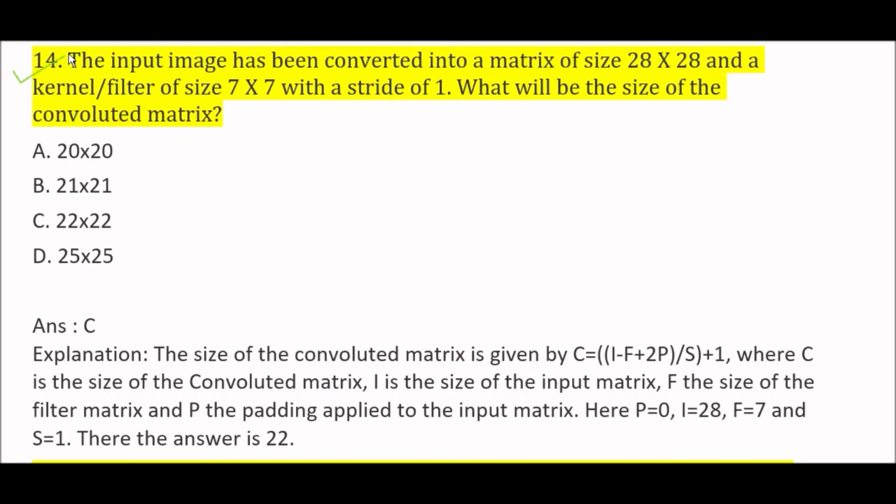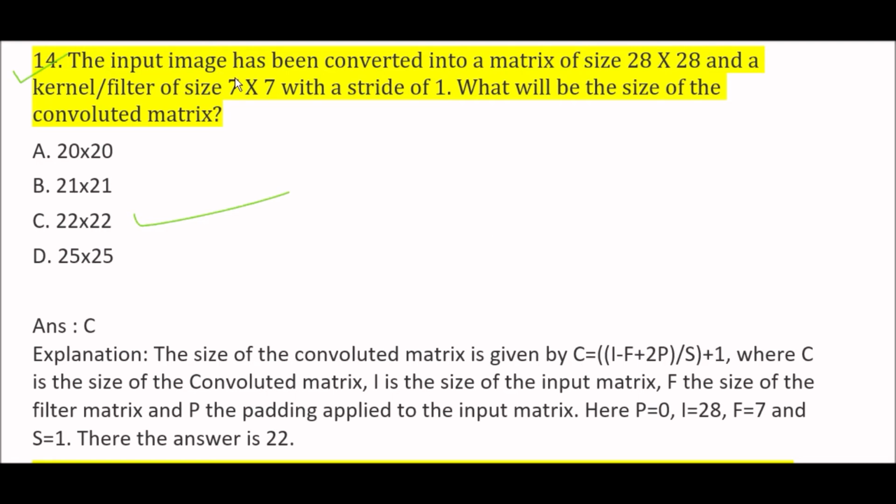Okay, next question. The input image has been converted into a matrix of size 28 into 28 and a kernel filter of size 7 into 7 with a stride of 1. What will be the size of the convoluted matrix? Option A 20 into 20, option B 21 into 21, option C 22 into 22, option D 25 into 25. Right answer here is option C 22 into 22 because the size of convoluted matrix is given by this formula.